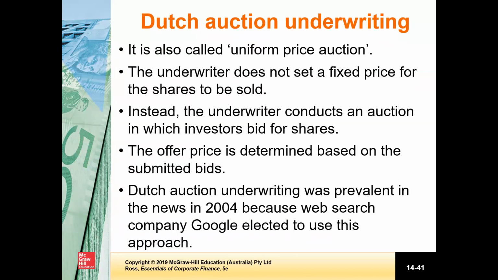The next is Dutch auction underwriting. With Dutch auction underwriting, the underwriter does not set a fixed price for the shares to be sold. Instead, the underwriter conducts an auction in which investors bid for shares. The offer price is determined based on the submitted bids. A Dutch auction is also known by the more descriptive name uniform price auction. This approach to selling securities to the public is relatively new in the IPO market and has not been widely used there, but it is very common in the bond markets.